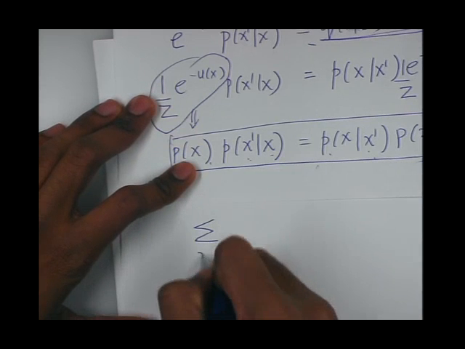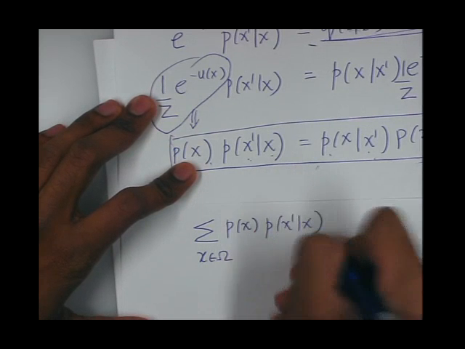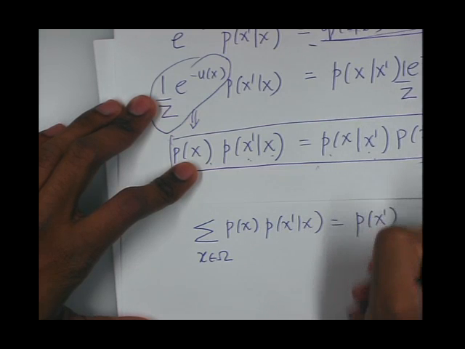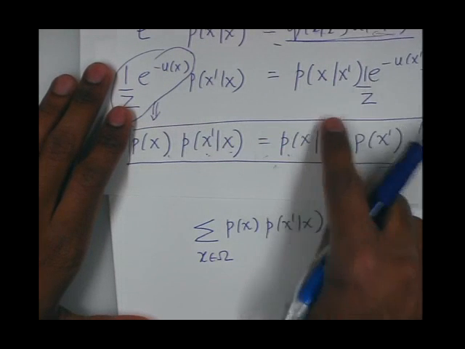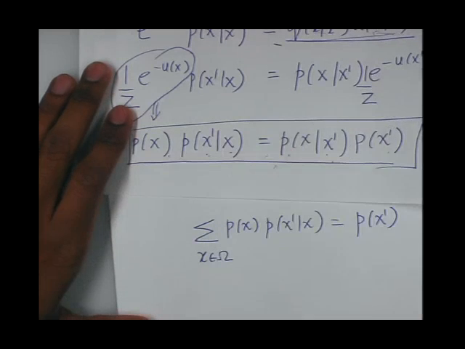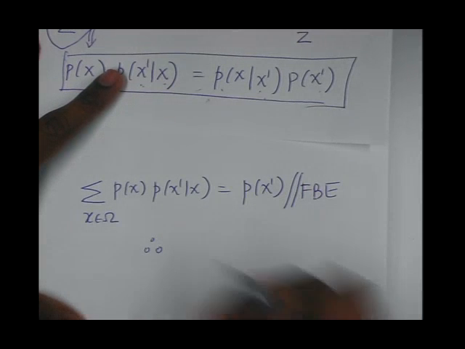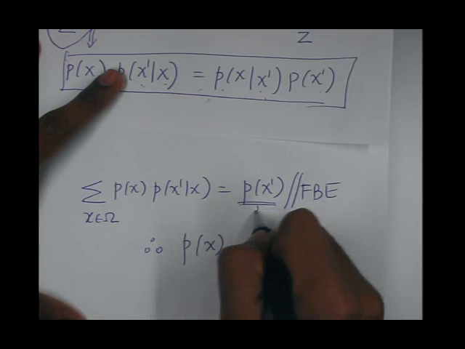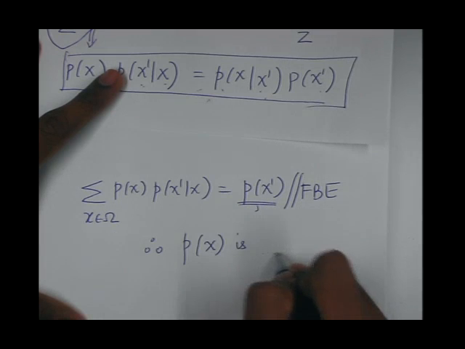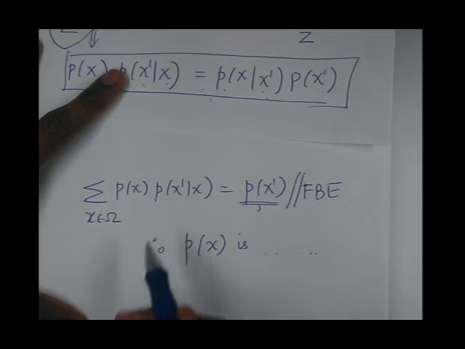So if I were just to sum this over all possible states that x can take, I get p of x prime given x is simply equal to p of x prime, because the summation of this mass function with respect to x is just 1, right? Because x prime is just like a constant. You sum it with respect to x. So this is the full balance equation. And therefore, what can you say about the little p of x? Therefore p of x is what for the Markov chain, because it satisfies the detailed balance equation and solves the full balance equation.